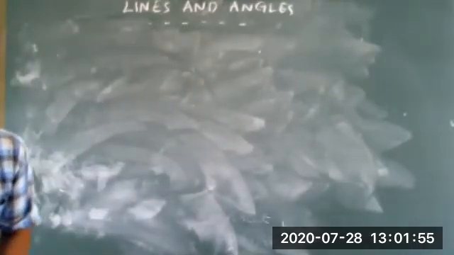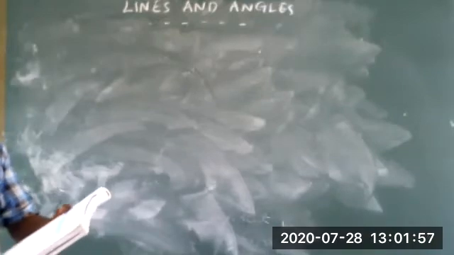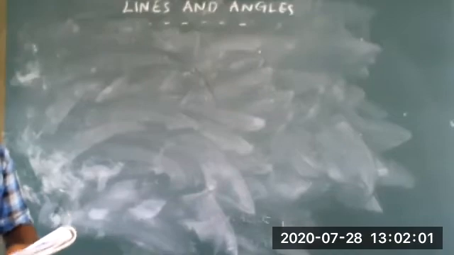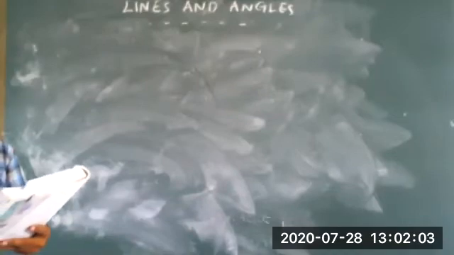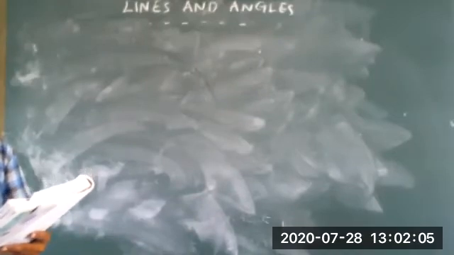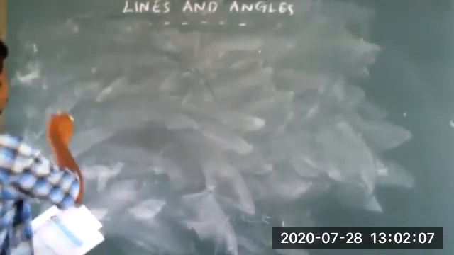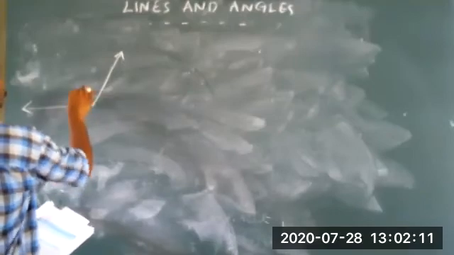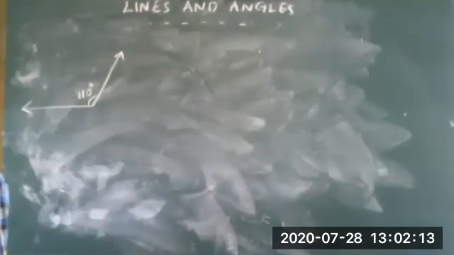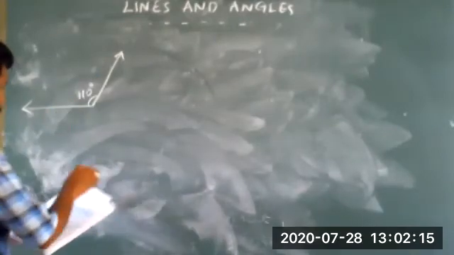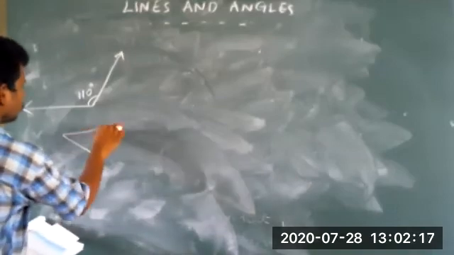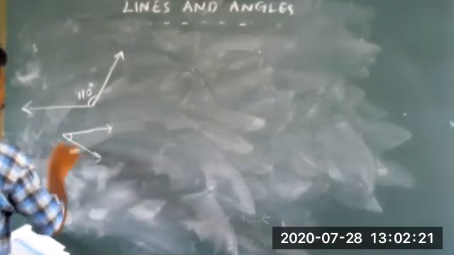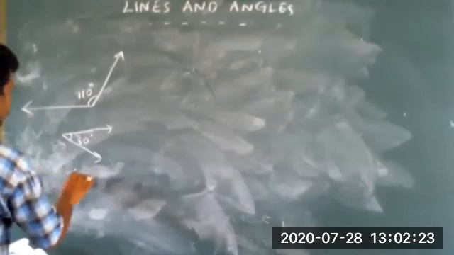Exercise 2. Which of the following pairs of angles are complementary? Once again, children, which of the following pairs of angles are complementary? So the first pair, they are given 110 degrees and 30 degrees. This is the one pair.